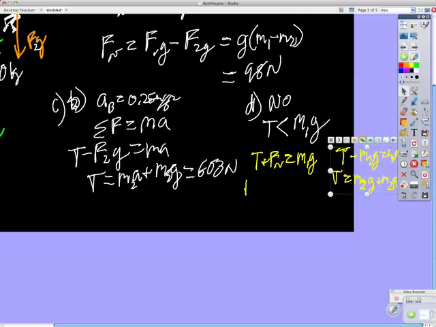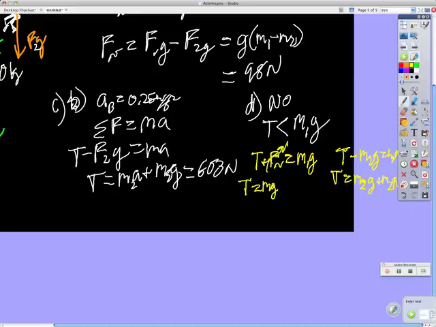Okay, so T over here is equal to m1g, because remember we said if he lifts off the ground, Fn goes to 0. So then what we get is m1g is equal to m2g plus m2a. And now we can solve: a is equal to m1g minus m2g, all over m2.